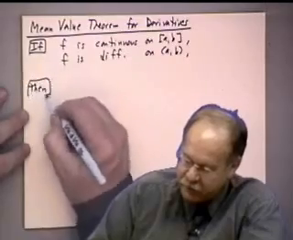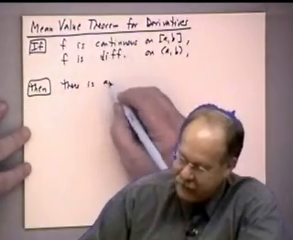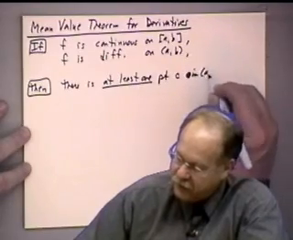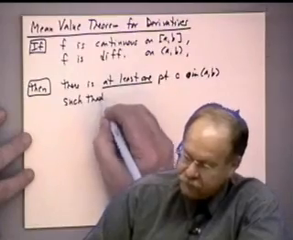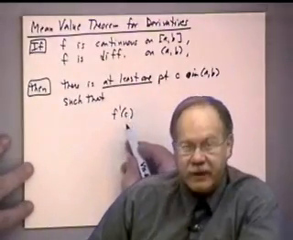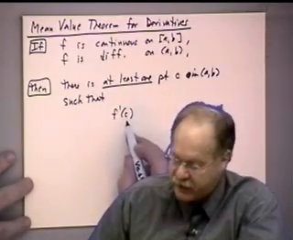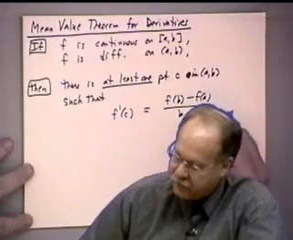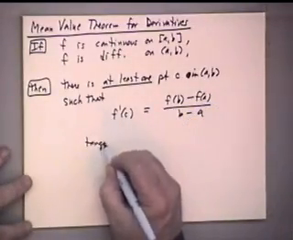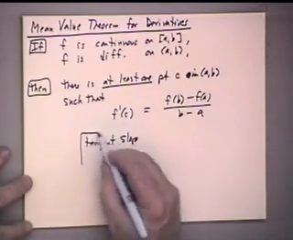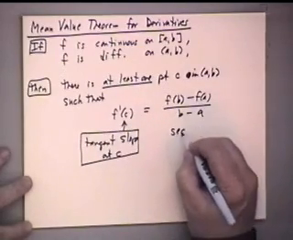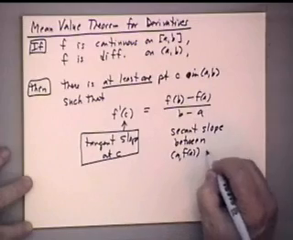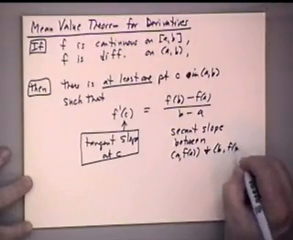We go immediately to the conclusion. There is at least one point, which we'll call C again, in the open interval a, b, such that f prime of C, the slope of the tangent line on the curve above or below C, is equal to the slope of the secant line connecting a, f of a to b, f of b. And that's what this slope is here. So to write it out again, this is the tangent slope at the point C. That's what this represents on this side. And over here, this represents the secant slope between the 2 points I mentioned, a, f of a and b, f of b.